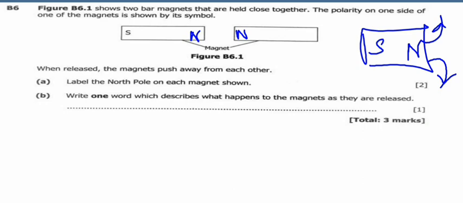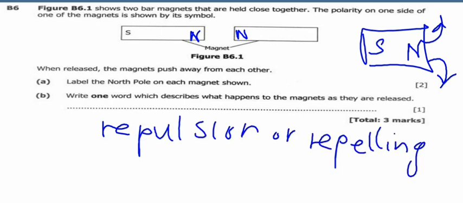B. Write one word which describes what happens to the magnets as they are released. So this one is called repulsion or repelling. So we can say repulsion or repelling. So that is how you are supposed to answer.